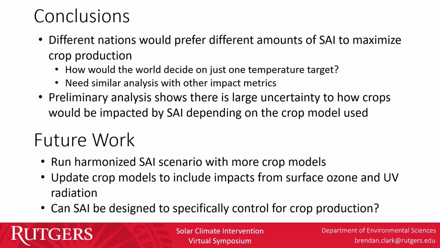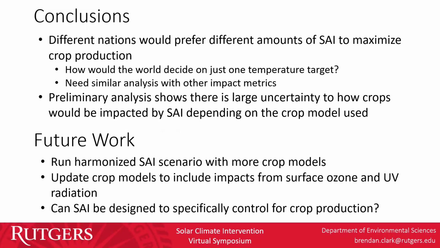So just in conclusion, different nations would prefer different amounts of SAI to maximize their crop production. And some may prefer no SAI at all. And so how would the world decide on just one temperature target to pick? And this is just crop production. You could look at other impact metrics, like I mentioned, the ocean or fisheries, and that would probably make the answer even more complicated. And also preliminary analysis shows there's a large amount of uncertainty to how crops would be impacted by SAI depending on the crop model that you use.